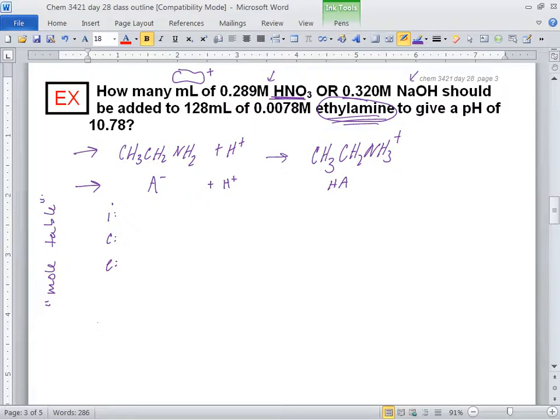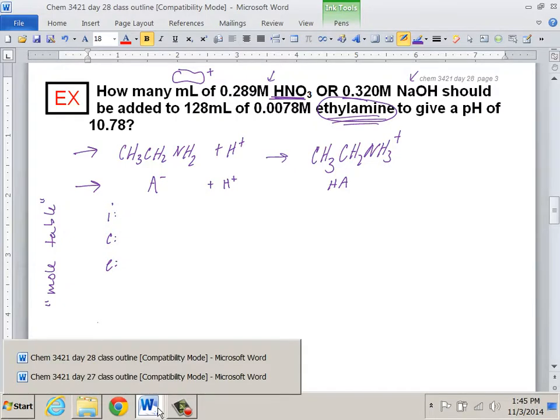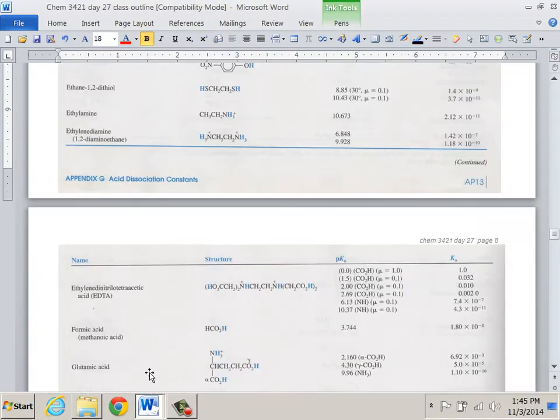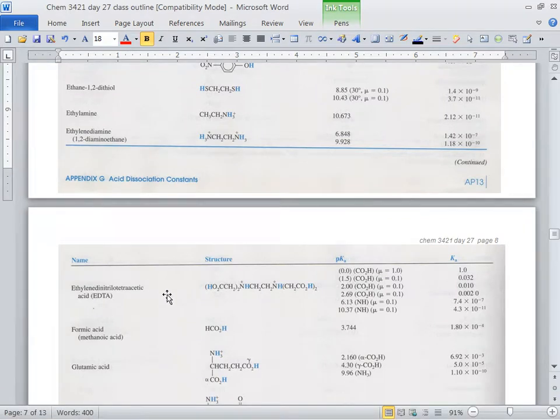Question? No, please ask. Well, we're looking at an acid dissociation constant. So is ethylamine an acid, and its plus sign is telling us to...? Ethylamine, let's go back here, day 27. So this is their way of doing it. We just have to live with the author's way, but it's a conventional way.